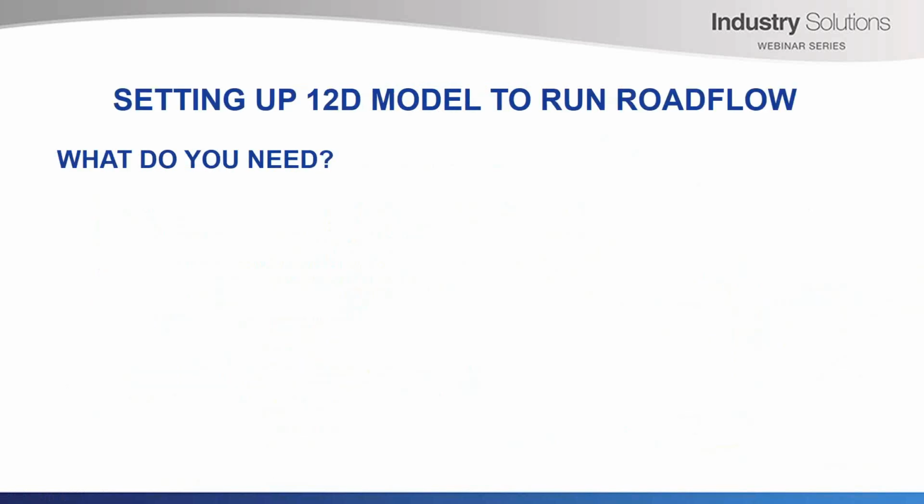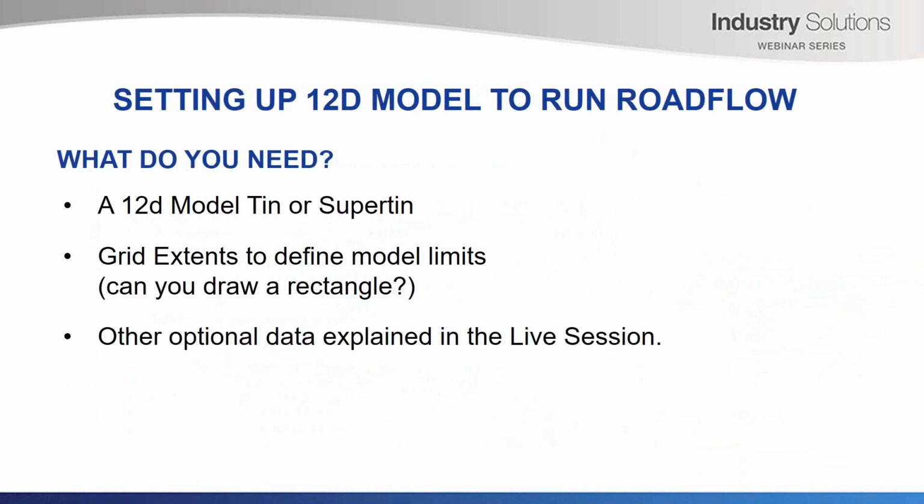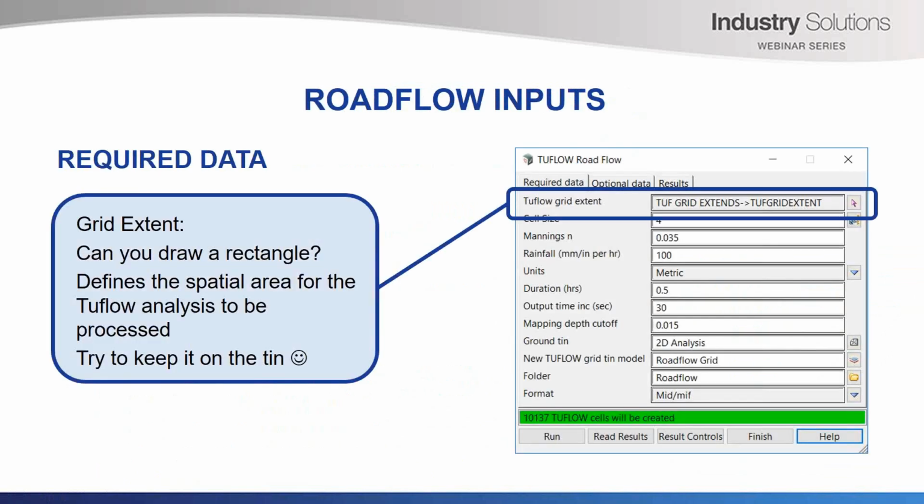So setting up a 12D model to run RoadFlow, what do you need? Well, you need a 12D model tin or a super tin. You need grid extents to define the model limits, and that's as hard as drawing a rectangle. Other optional data will be explained in the live session. Let's go through the required inputs in a PowerPoint slide, and this will just give you an indication, something to fall back on to live demonstration.